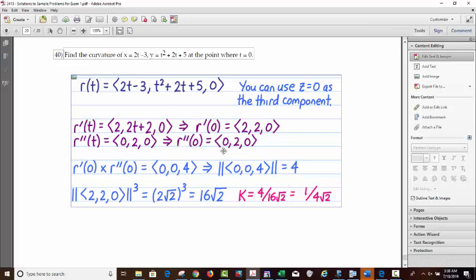The second derivative at 0 will just be 0, 2, 0. Since it's constant, there's nothing to plug in there. Do the cross product. You'll get 0, 0, 4. Take the magnitude of that, you'll get 4. So it's the magnitude of the cross product divided by the magnitude of r prime at 0, cubed. Here's r prime, 2, 2, 0, whose magnitude is 2 square root of 2, cubed. It'll be 16 square root of 2. So it's 4 divided by 16 square root of 2, which is 1 over 4 square root of 2, which of course you could rationalize. If you did rationalize it, multiplying by square root of 2 over square root of 2, you would get square root of 2 over 8 as the answer. All right, that takes care of problem number 40.